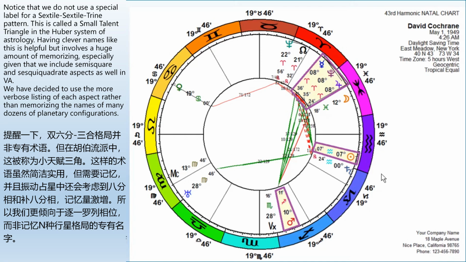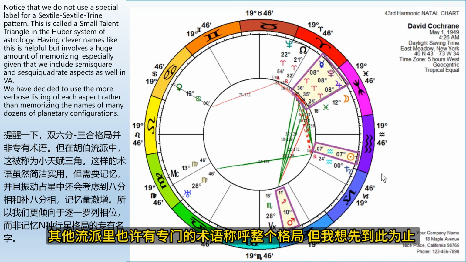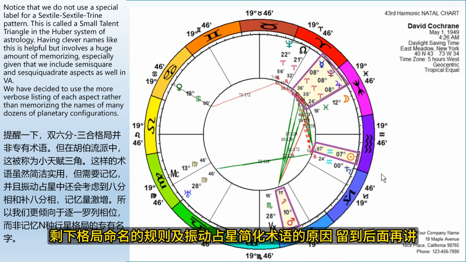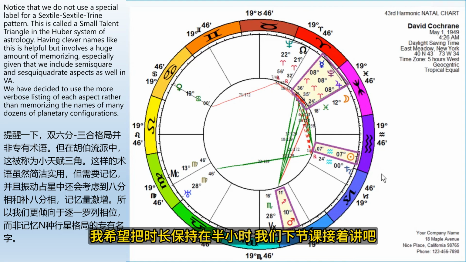Now, notice that we do not have a special label for sextile trine. It does have a special label in some other systems of astrology. What I'm going to do is stop here and put the rest of what we're going to discuss about labels, how we limit the number of labels we have in VA and why we do it, in the next video in the series, because we're getting up on 34 minutes. I like to keep these to about a half hour. So let's cover that in the next lesson.